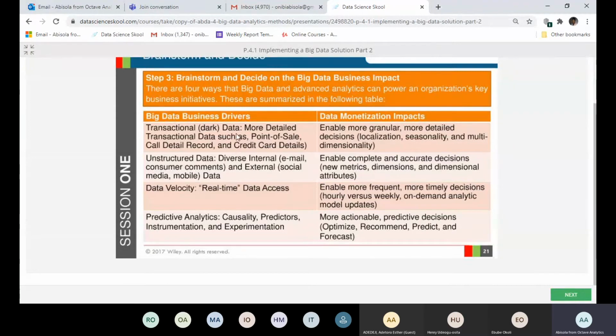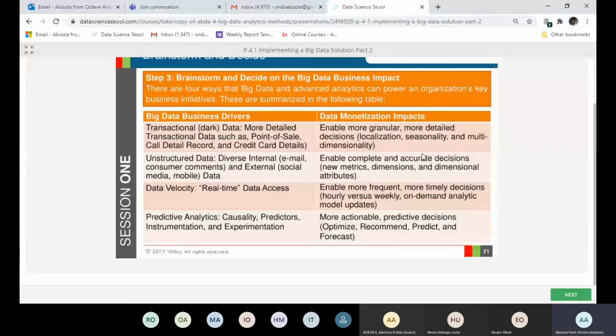And then it's classified into 4 parts. There are 4 ways that big data and advanced analytics can power an organization's key business initiative. So we're going to understand how these 4 ways will power the data monetization impact, or sorry, how these four ways would help the business to derive more money or derive more value within the company. So those are the data monetization impact.